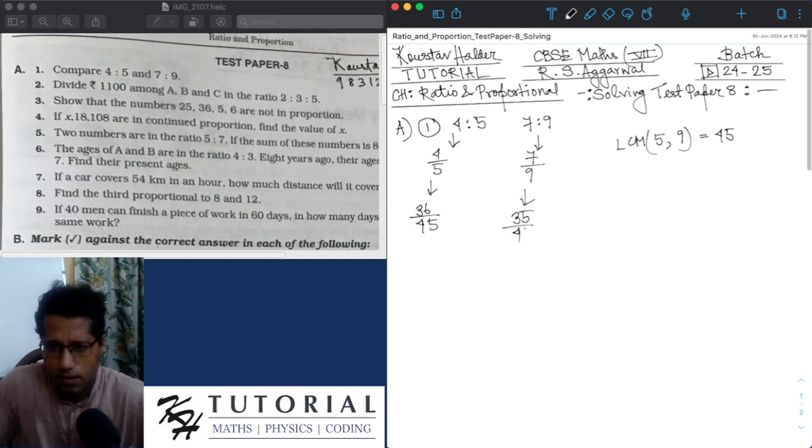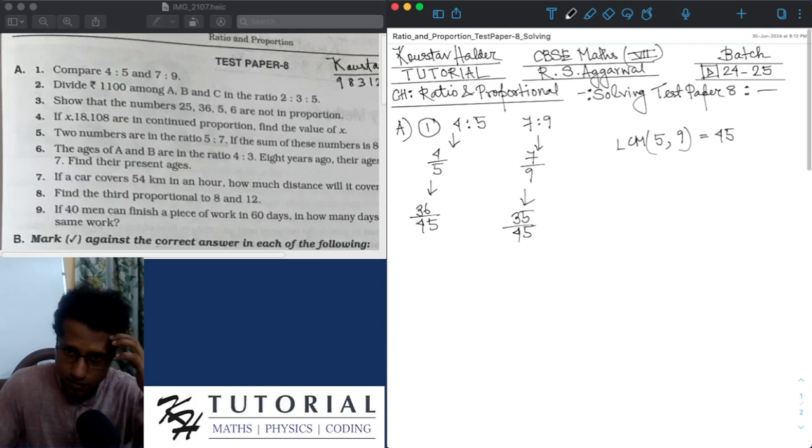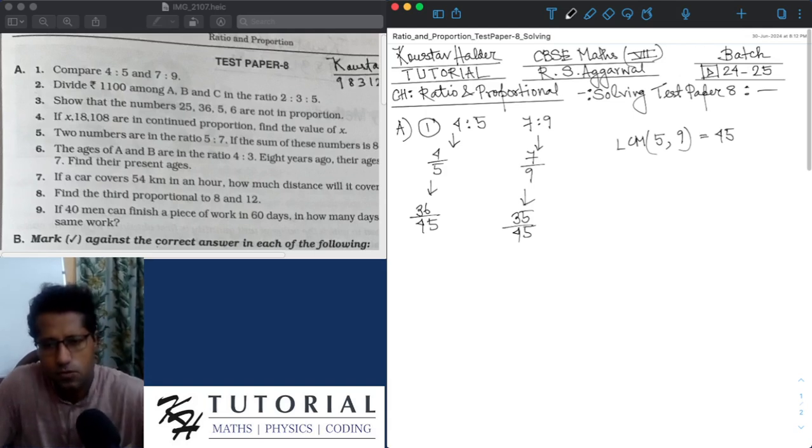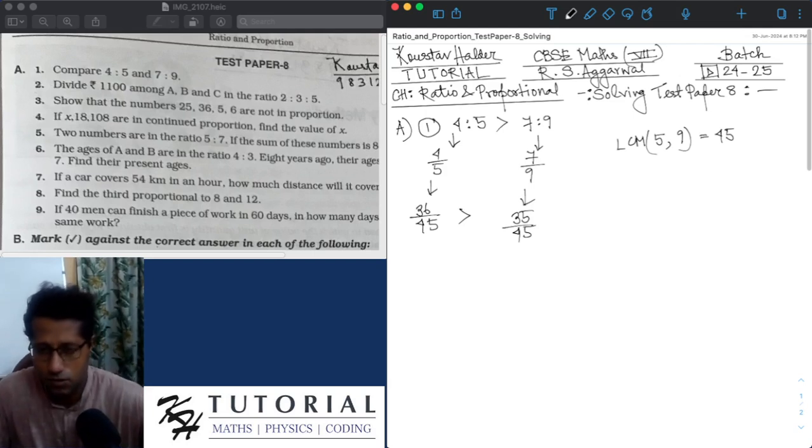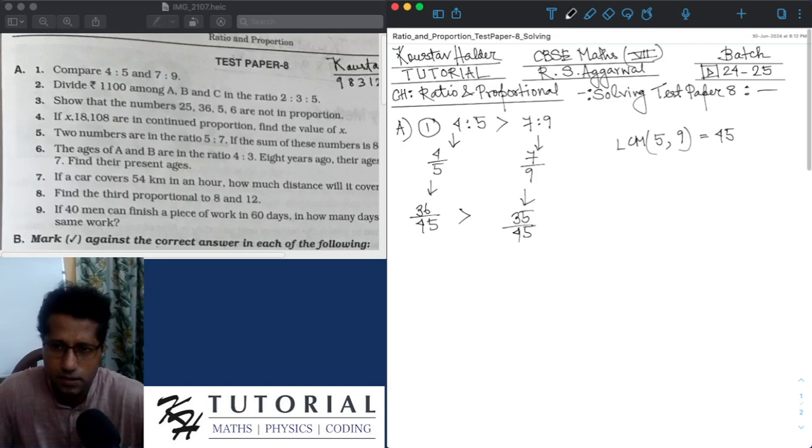Similarly, the fraction 7/9, if we have to make the denominator 45, it will become 35/45. And now we see the denominator is the same in both the fractions. Now we will compare them based on the numerator. So clearly 36 is greater than 35. So this fraction 36/45 is greater than 35/45. This means the fraction 4/5 is greater than 7/9, the ratio 4:5 is greater than the ratio 7:9. So while I am solving the problems, you can pause the video and take a screenshot for your future reference.